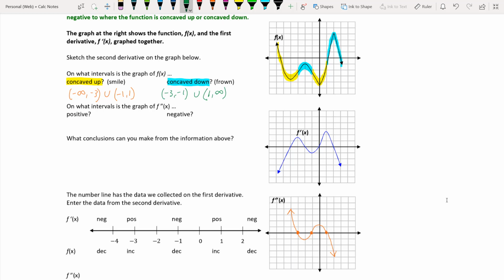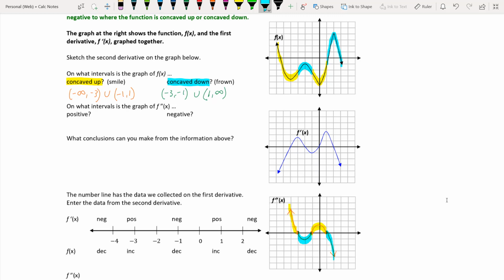And then it asked me about the second derivative, on what intervals is the graph of f prime of x positive. So I'm going to mark some positive intervals. So f prime of x is positive here, and it's also positive here. And then it asked me to mark where it's negative. It actually doesn't ask me to mark this, but I'm marking this so you can see. I actually wanted blue here. So negative here and negative there.